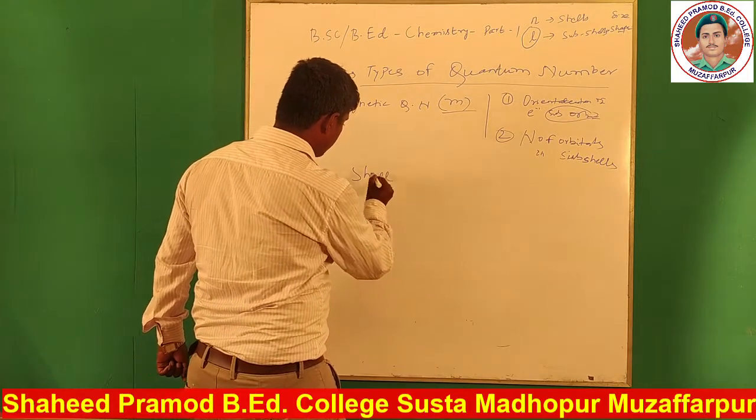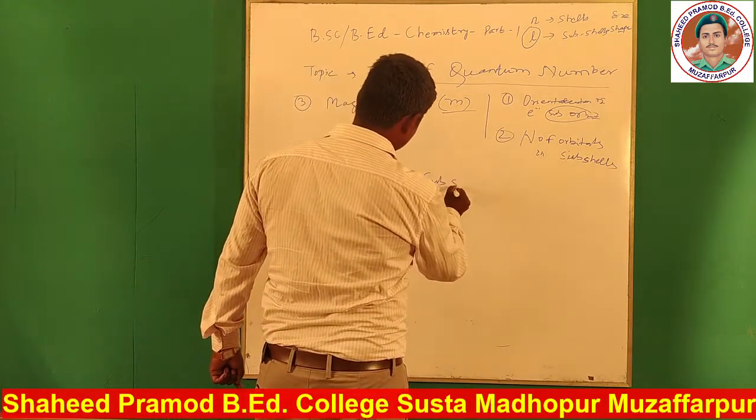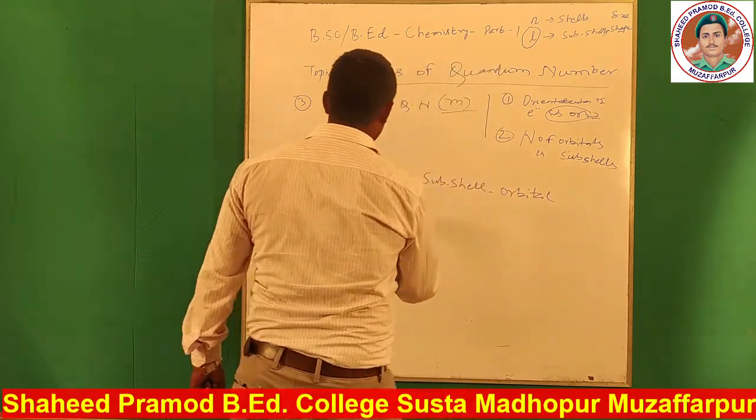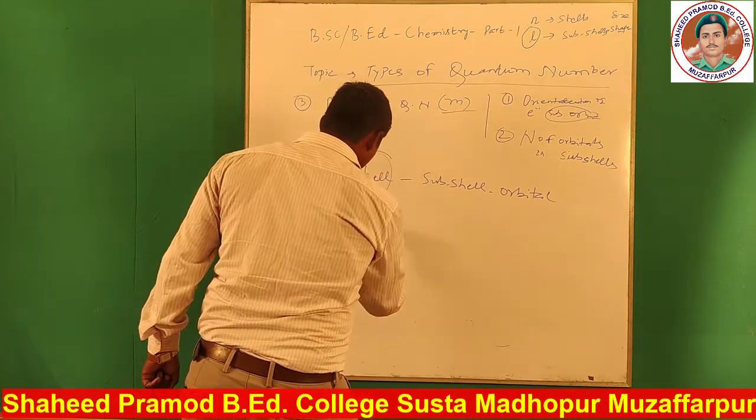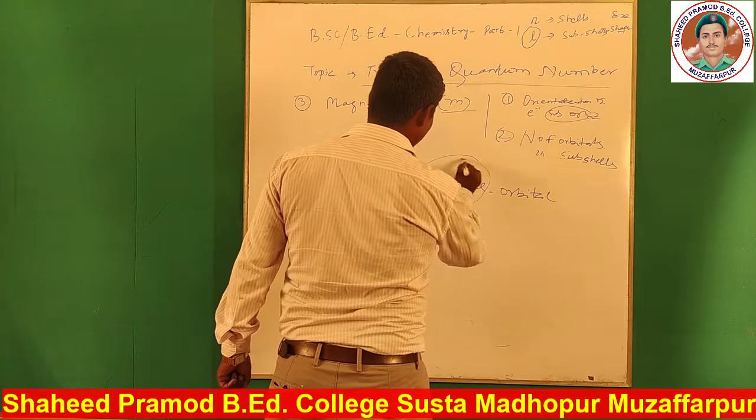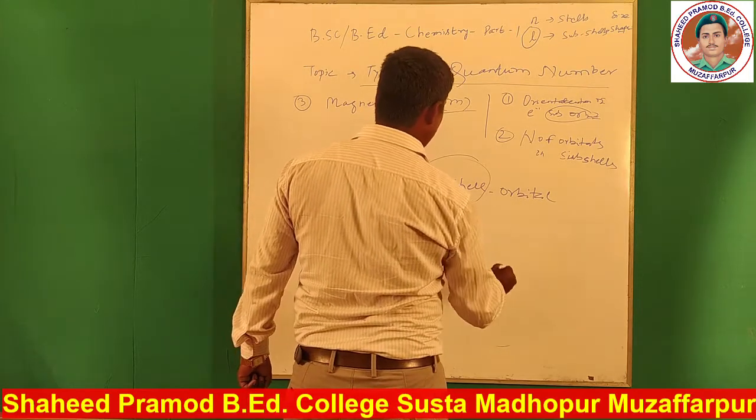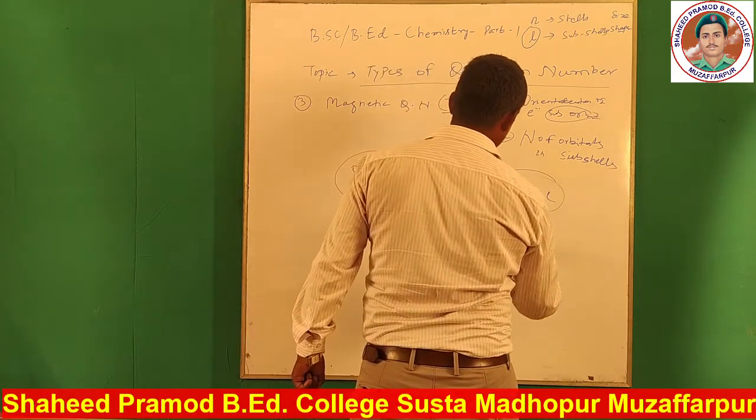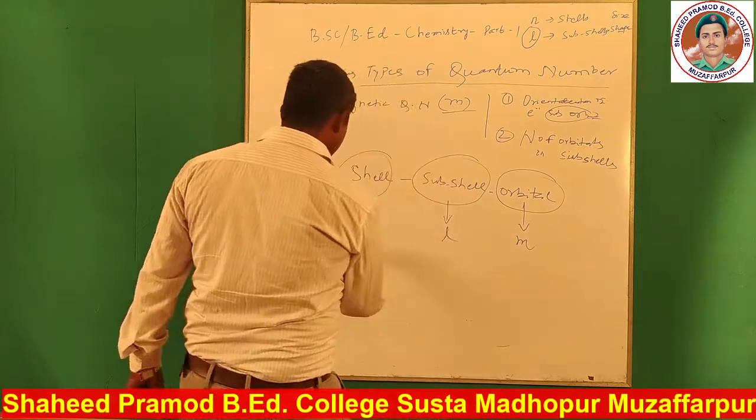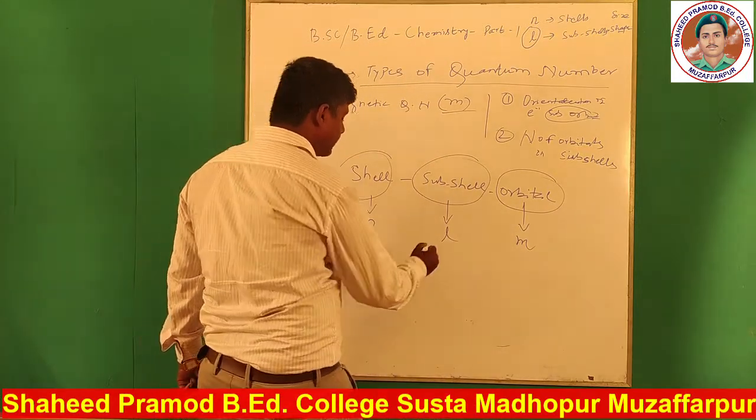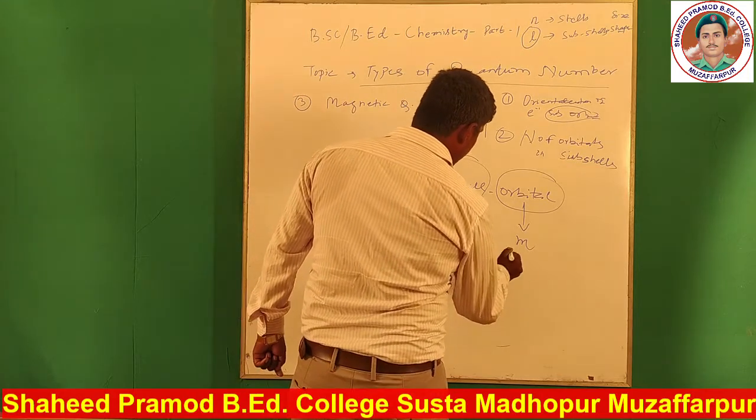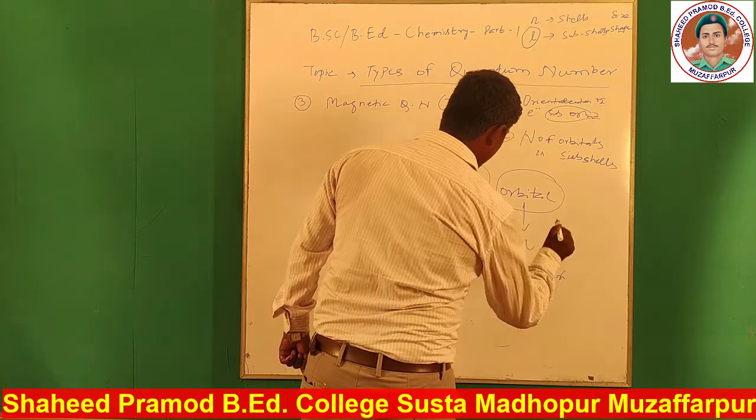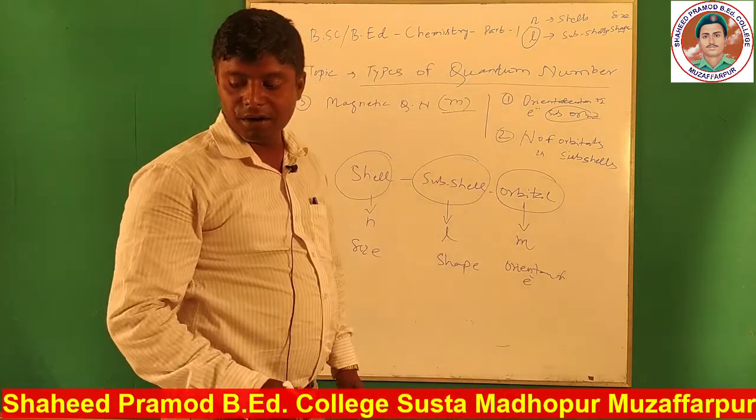See, this is cell, this is subcell, and this is orbital. Information of cell is given by principal quantum number. The information of subcells is given by azimuthal quantum number, and the information of orbital is given by magnetic quantum number. It gives the size of an electron, it gives the shape of orbital, and it gives the orientation of electron in the orbital. So, this is the basic thing you need to remember each time.